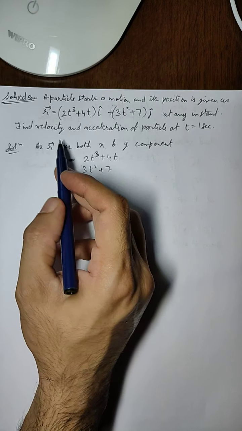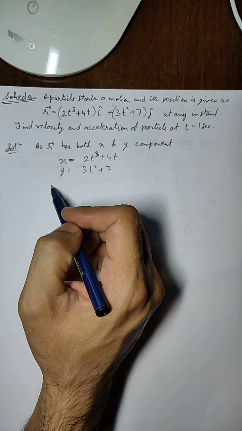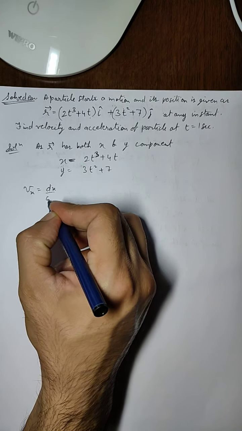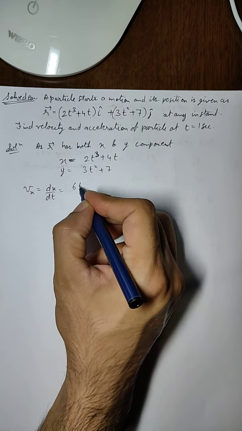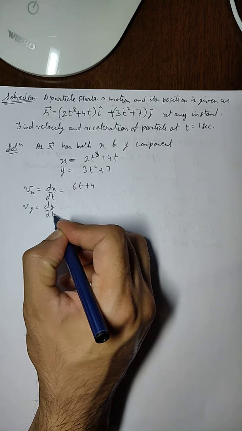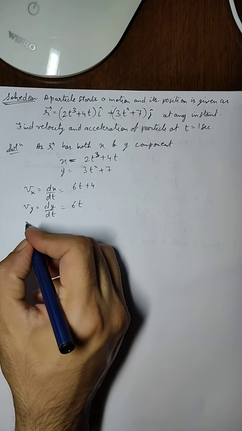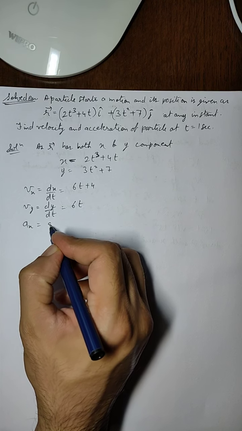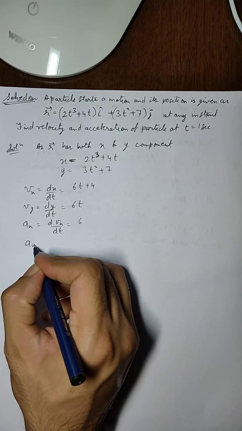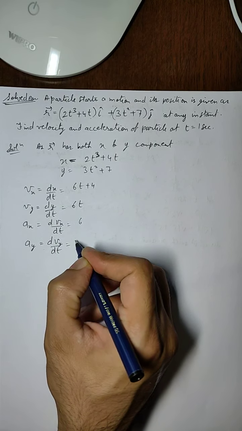So we can find the parameters velocity and acceleration separately for both of them, and in the end we can find the net velocity and net acceleration. So velocity along x-axis Vx will be given as dx by dt. It will be equal to 6t^2 + 4. Similarly, Vy can be written as dy by dt, which will be equal to 6t. Similarly, we can find acceleration along x-axis. This will be equal to dvx by dt, and ay, which is given as dvy by dt, will be 6.